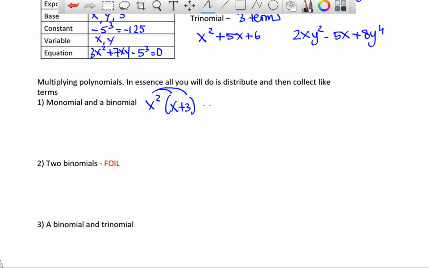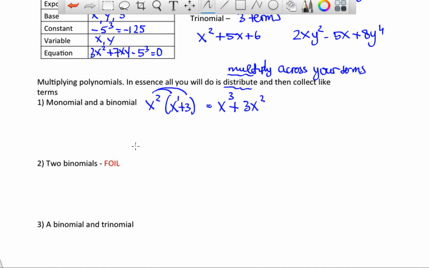And I just call this distributing. So distributing means to multiply across. So I say distribute is multiply across your terms. So if you do that, you get x squared times x. Keep in mind that has an x to the first, so that makes it an x cubed. And x squared times 3 is 3x squared.